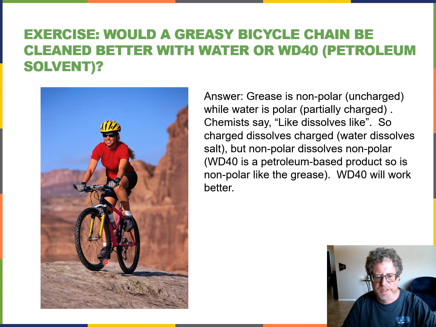So if you have a greasy bicycle chain and you want to clean it off because you've been riding in the desert, got a lot of dust on it, this looks like Sedona, are you better off spraying water on it? Or would you be better off cleaning the bicycle chain with WD-40, which is a petroleum-based solvent?